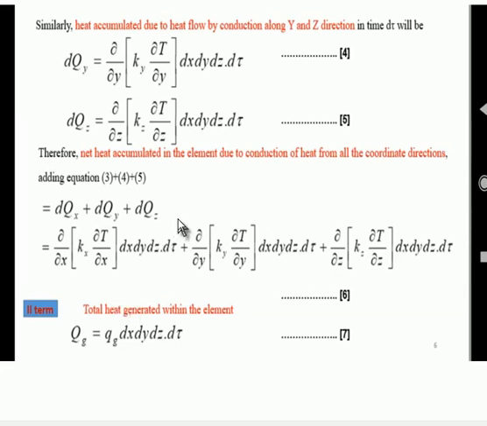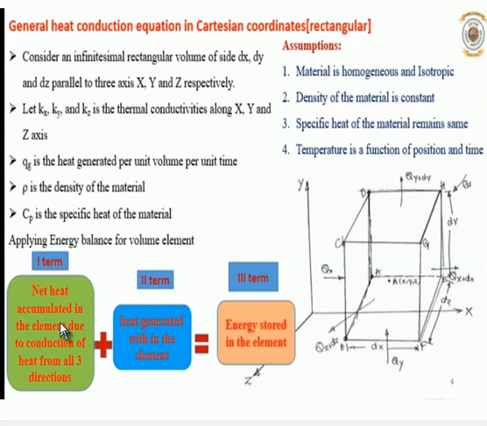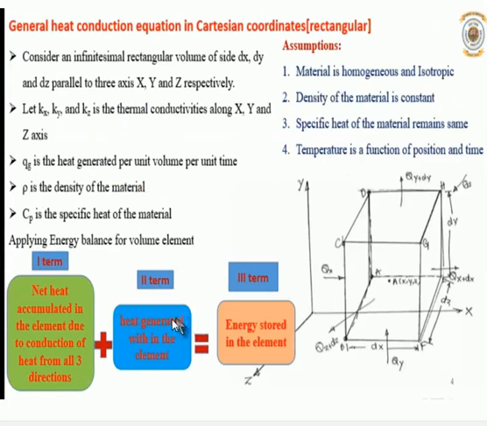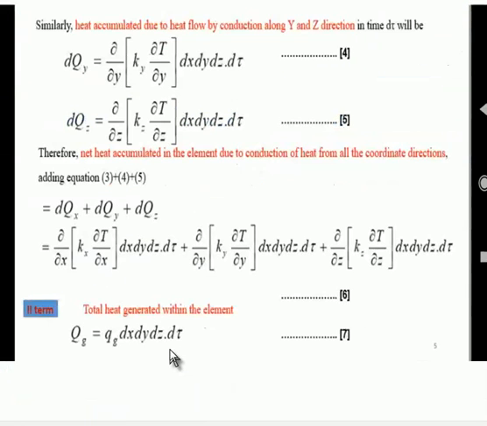And this is the first term: net heat accumulated in the element due to the conduction of heat from all three directions. Up to this point we get the first term, and the second term is the total heat generated within the element. That is presented here, heat generated within the element, given by qg equal to small qg dx dy dz d tau. That is equation number 7.